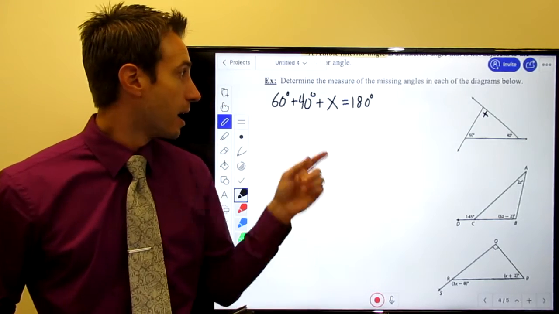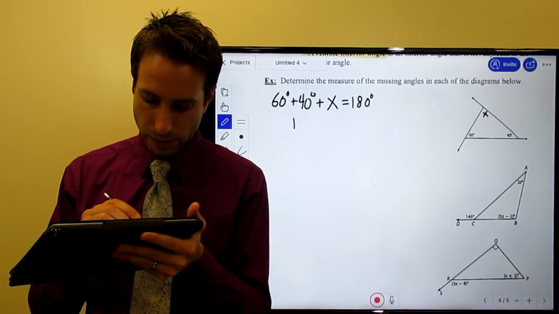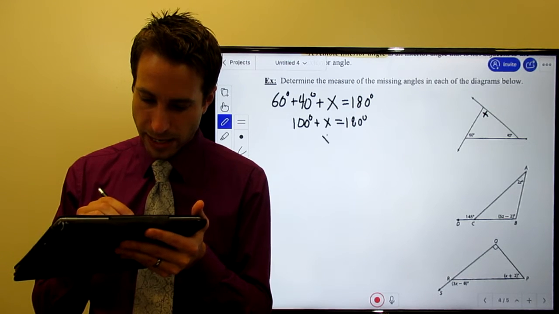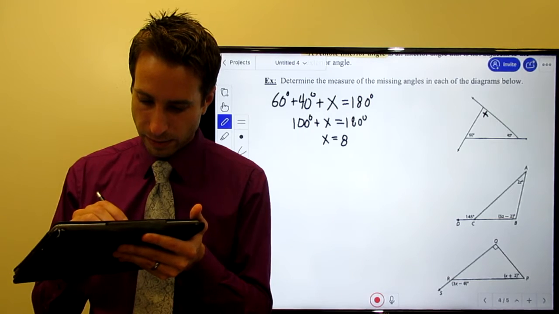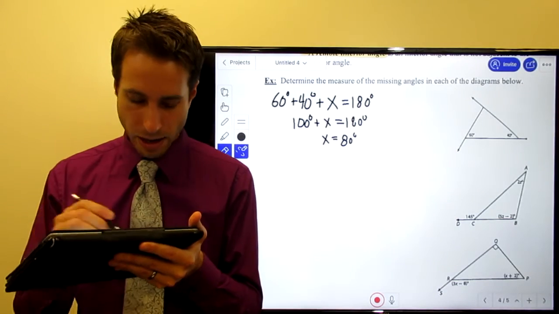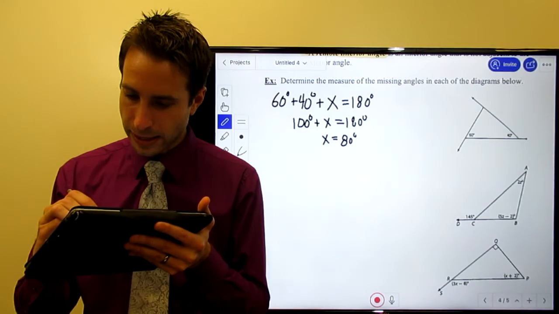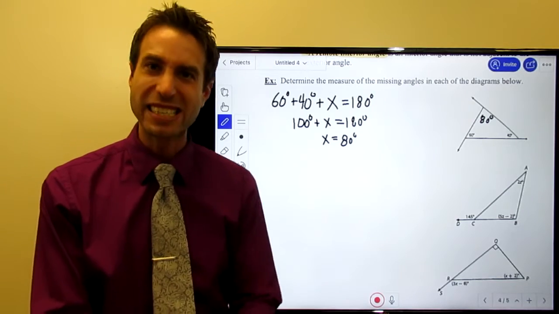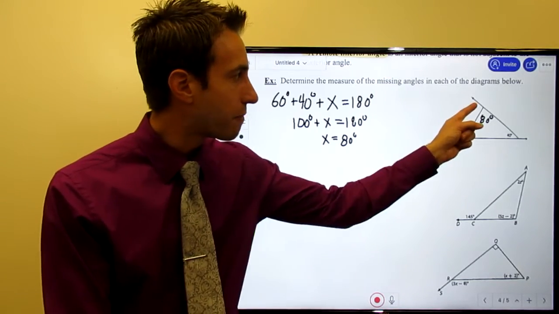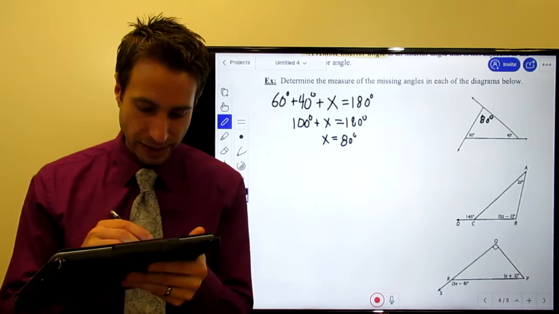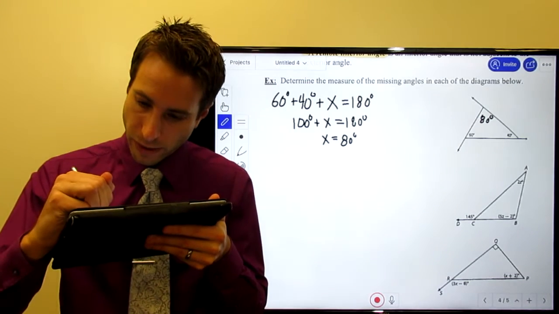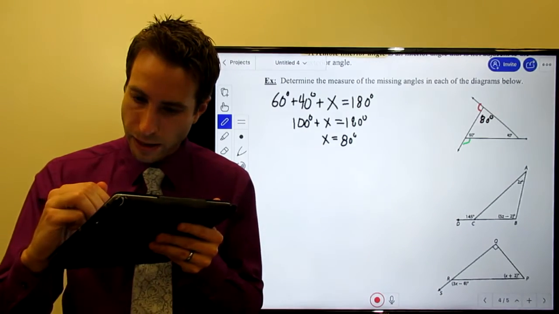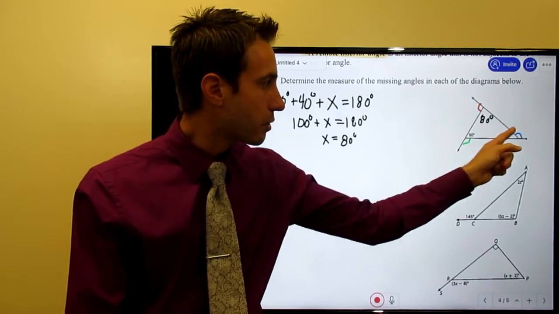Well, that's not too bad. 60 and 40 gets you 100. Subtract the 100 to the other side, and x has to be 80. All right, let's throw that in there now that I know it. I know that guy's 80 degrees. Now, there's a couple of ways to do the rest of these, right? How do I find these exterior angles? In fact, let me put some color in them so you know which ones we're trying to find. We're trying to find that one, and that one, right? How do I find those exterior angles?